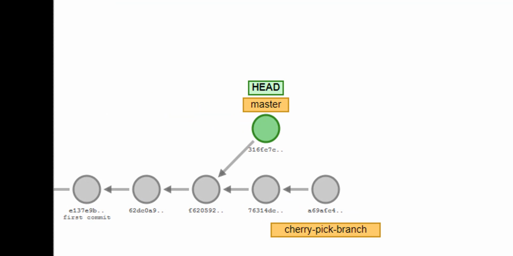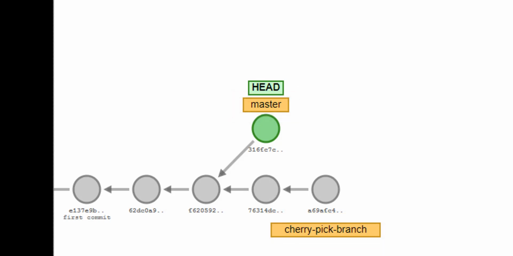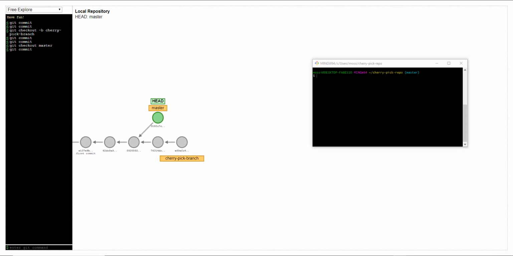Each of the circles in this graph represent a single commit. Master and Cherrypick branch are the respective branches in this repository. I've modeled this graph to replicate the history of the repository I created locally, but please note that this tool is purely conceptual and isn't actually linked to my local repository.